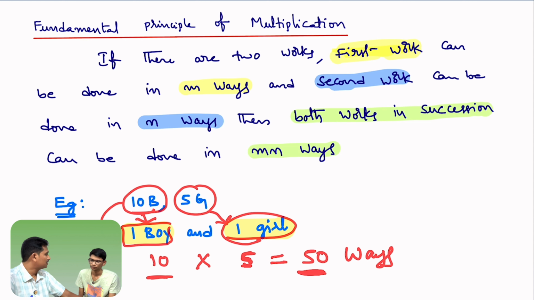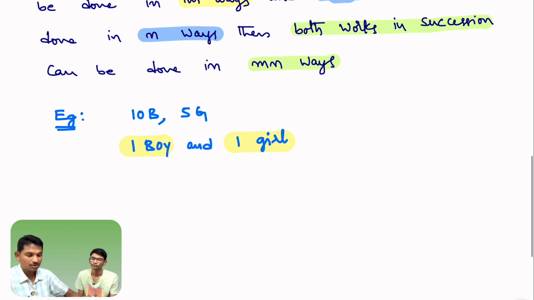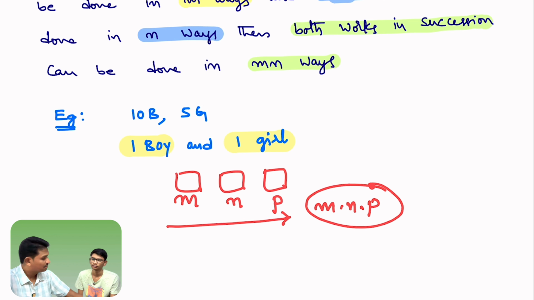I hope you understand. I explained this for 2 works. Suppose there are 3 works. The first work can be done in m ways, the second work in n ways, and the third work in p ways. Then the total work in succession can be done in how many ways? m into n into p. This can be extended to any number of works.